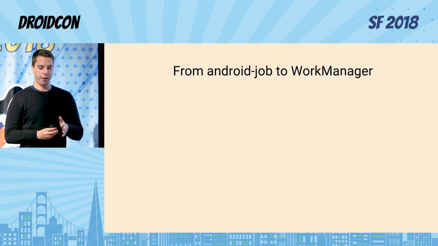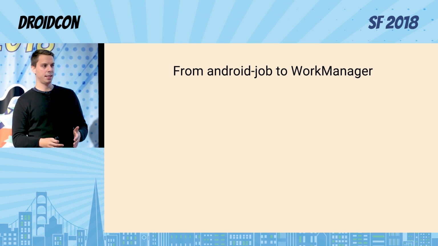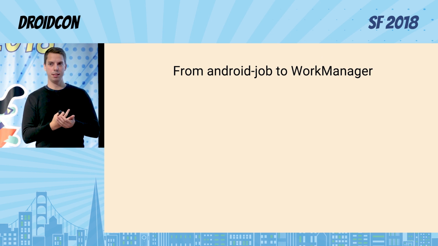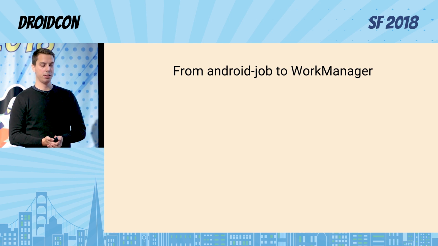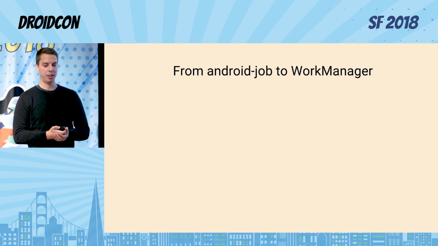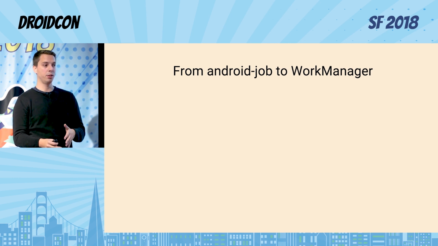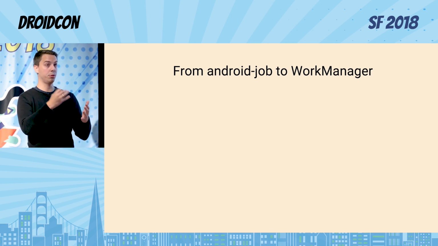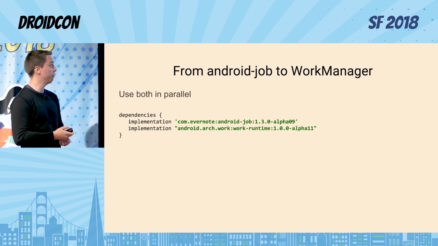So now I've shown you all those cool features that WorkManager has and Android Job doesn't have, and I know many companies out there are still relying on Android Job, and the question is now, how do you get from Android Job to WorkManager? And the good thing is, you can use both in parallel actually, and you can tell Android Job to use WorkManager under the hood, so that you can later slowly migrate the usage where you use Android Job and then convert it to WorkManager. So use both in parallel, that's my best advice for that.